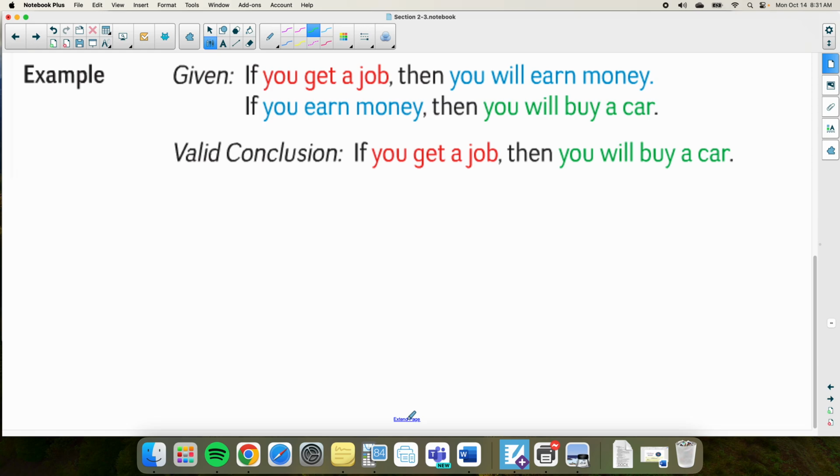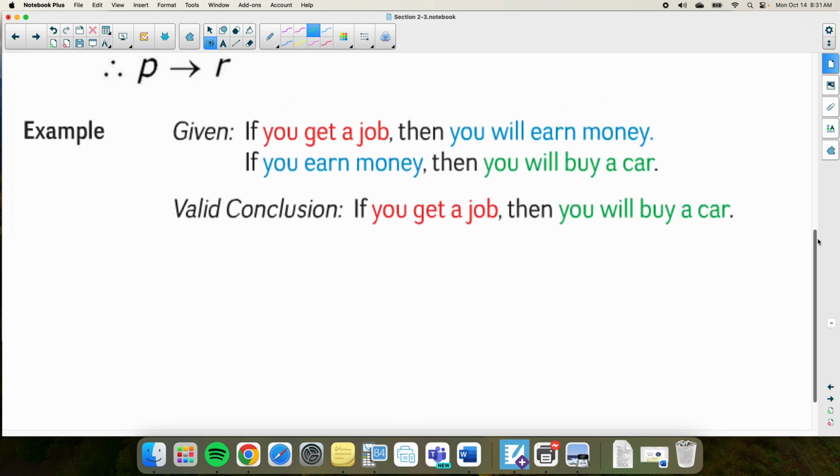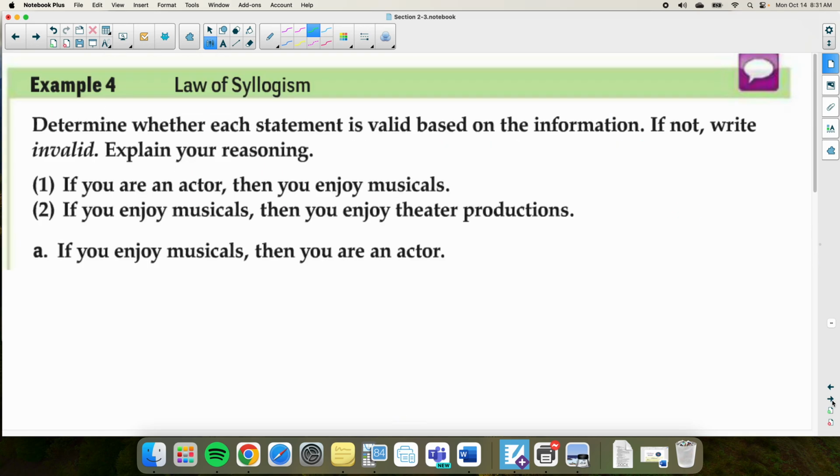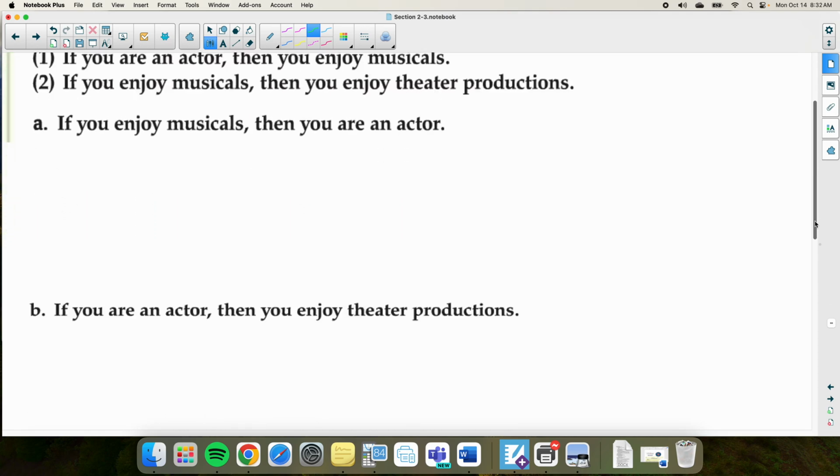If you get a job, then you will earn money. If you earn money, then you will buy a car. So the ending of this and the beginning of that are the same. So we cross those out. And this is important too, guys. You have to put this part first and then this part second. Okay? All right. So let's go and do a couple questions with this.